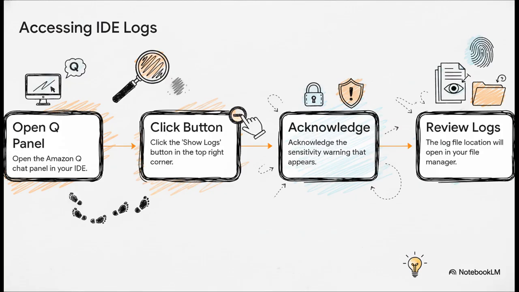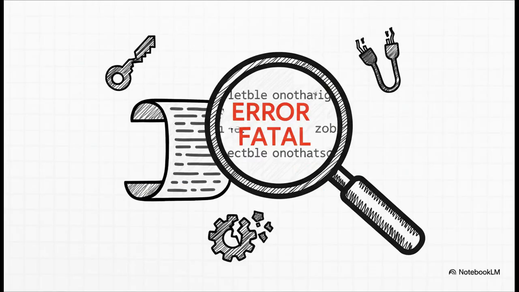No digging around required. Now, the key here is not to read the whole file line by line. I mean, a good detective doesn't read the phone book, right? They look for a specific name. You're going to scan for keywords, things like error or fatal. Look for any clues about authentication or network problems, or maybe errors tied to a specific feature you were just using. This is how you find your first real lead.